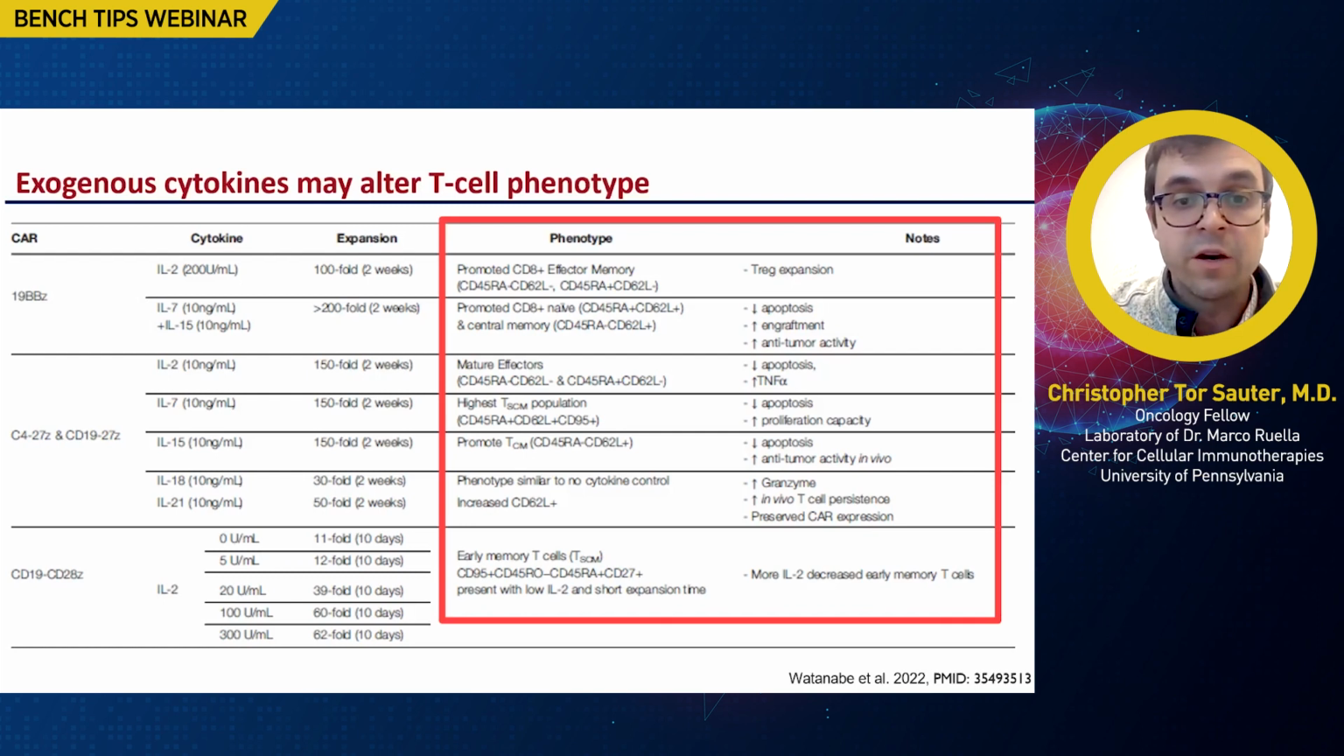So on the right here, we see some notes about what has been described as consequences of using exogenous T cells. So increasing anti-tumor activity, decreasing apoptosis, but also potentially increasing Treg expansion and exhaustion. So this is not necessarily a bad thing, but should be standardized and reported in a methods section.